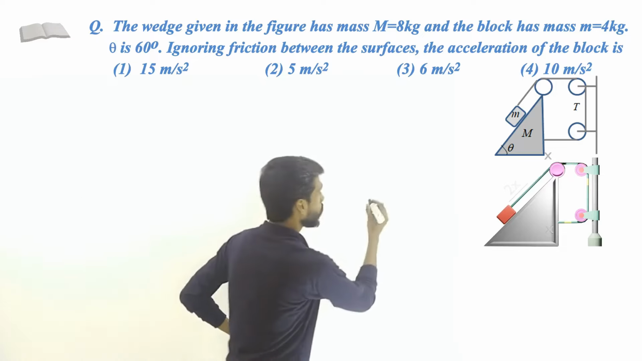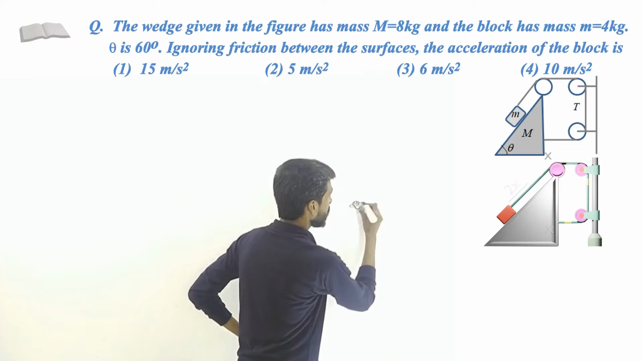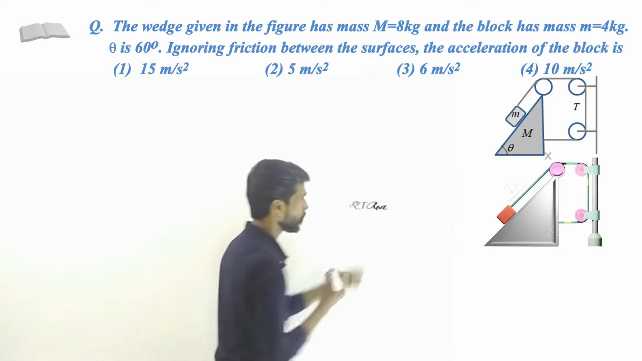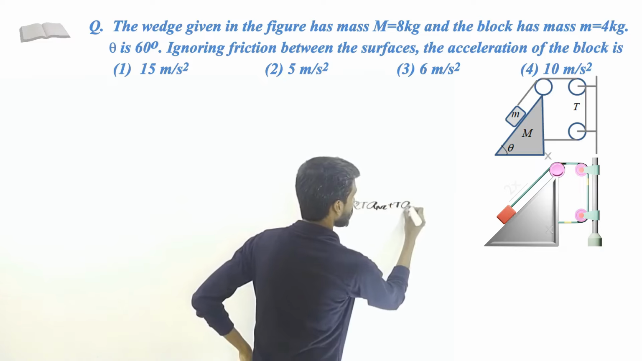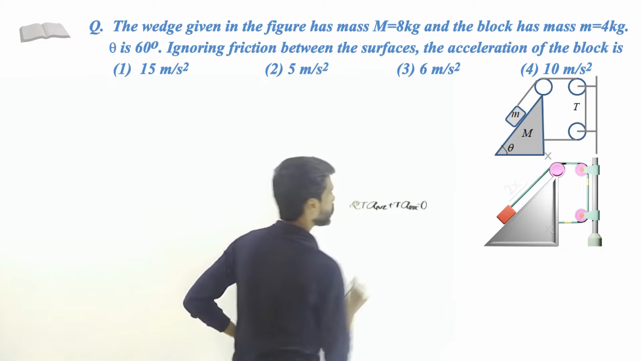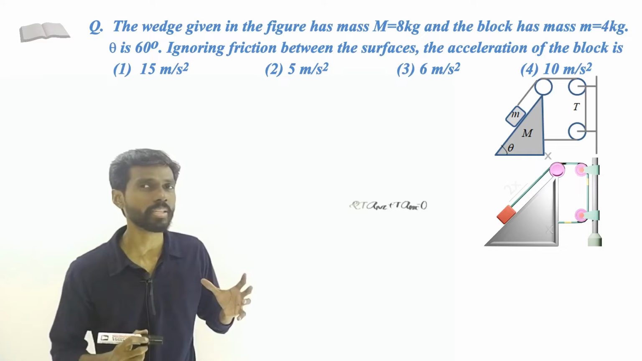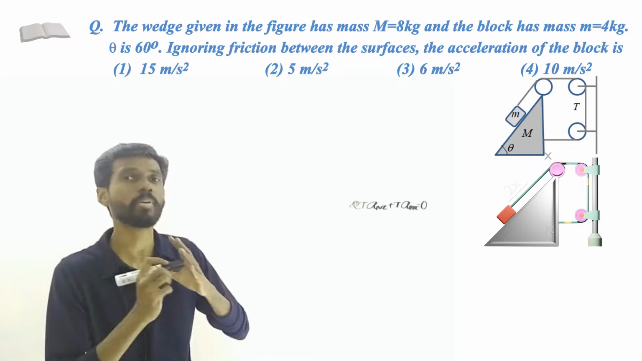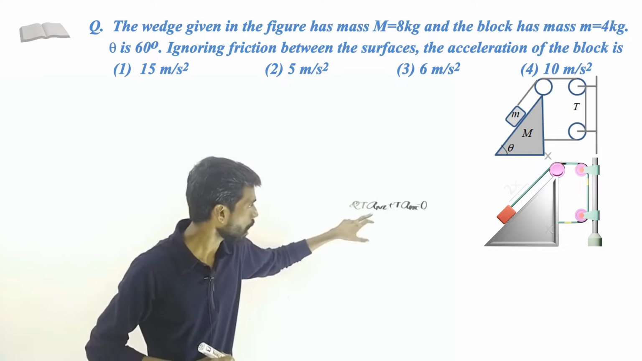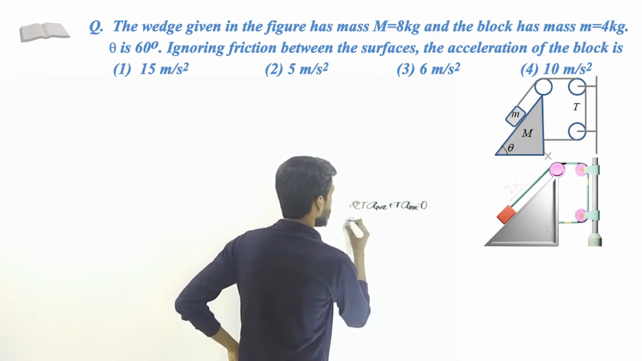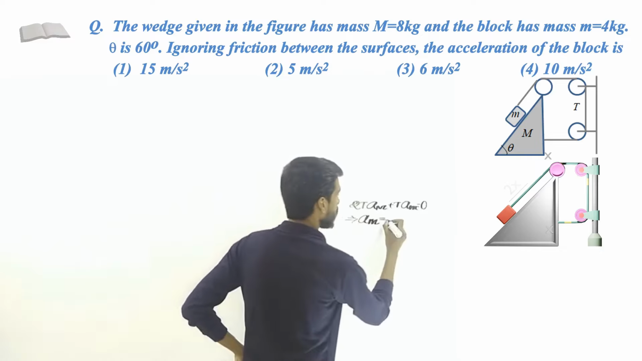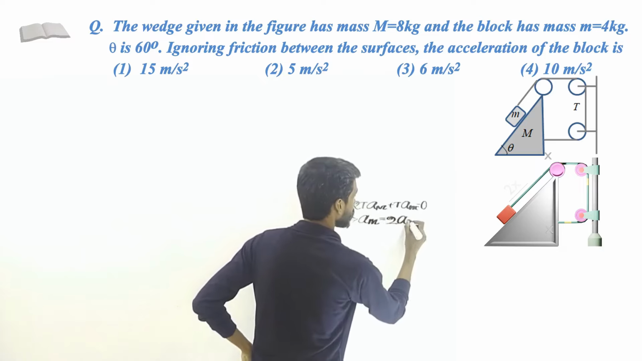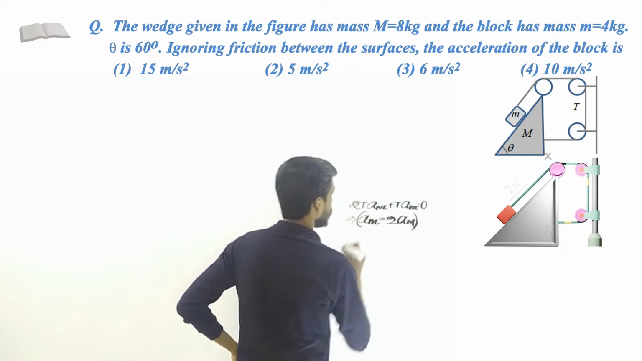So we know this method, right? 2T multiplied by the acceleration of the wedge, plus T multiplied by the acceleration of the block of mass m, must be equal to 0. Because we know that tension method: tension multiplied by acceleration, the sum of all such values. So now you multiply, and this gives you the acceleration of the block of mass small m equals 2 times the acceleration of the wedge. So that is the relation.